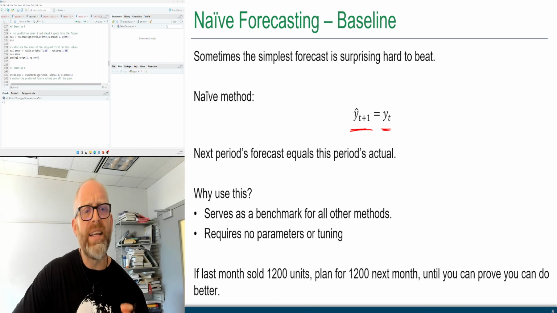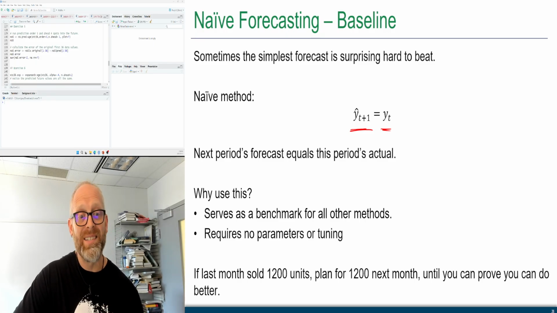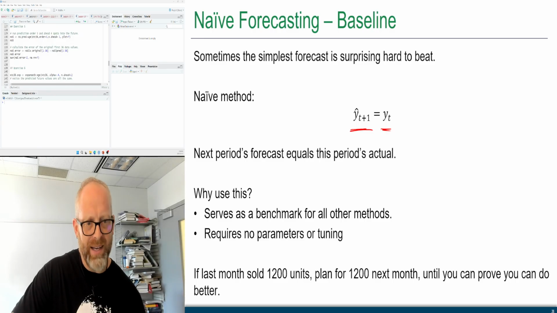All right, so why use this? Again, it serves as a benchmark for all other methods. If we're not beating this, then why are we trying to make this more complicated? And again, it requires no parameters or tuning. We'll talk about that when we get to the Holt-Winters method, where we have to specify specific parameters. Even in exponential smoothing, we have specific parameters that we want to try to optimize to give us the best possible result.